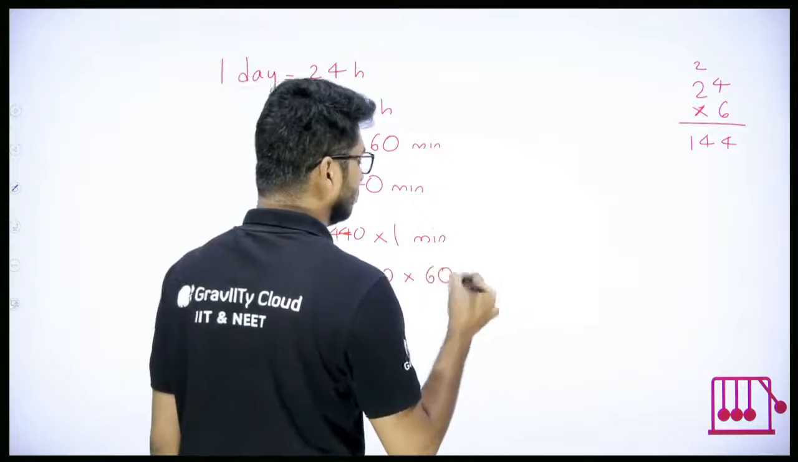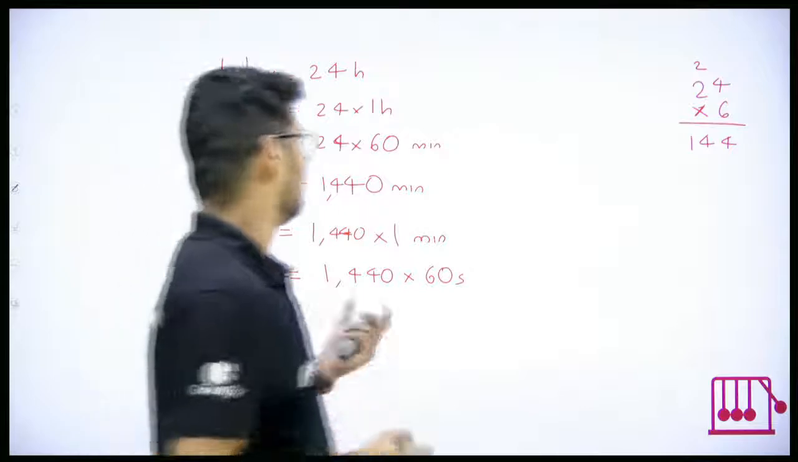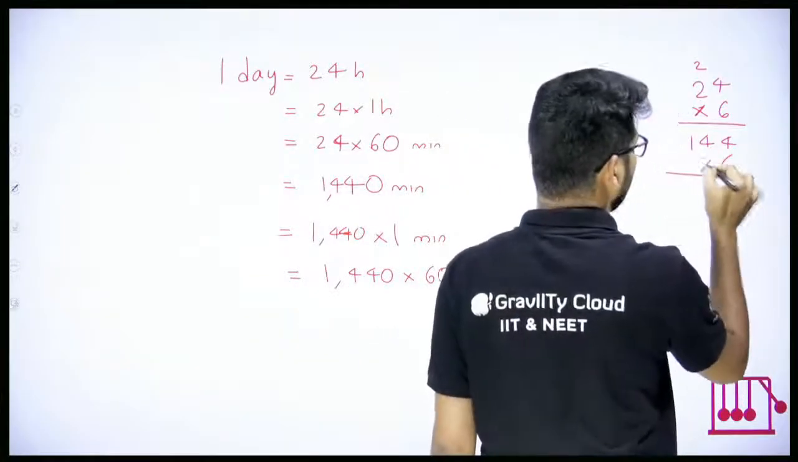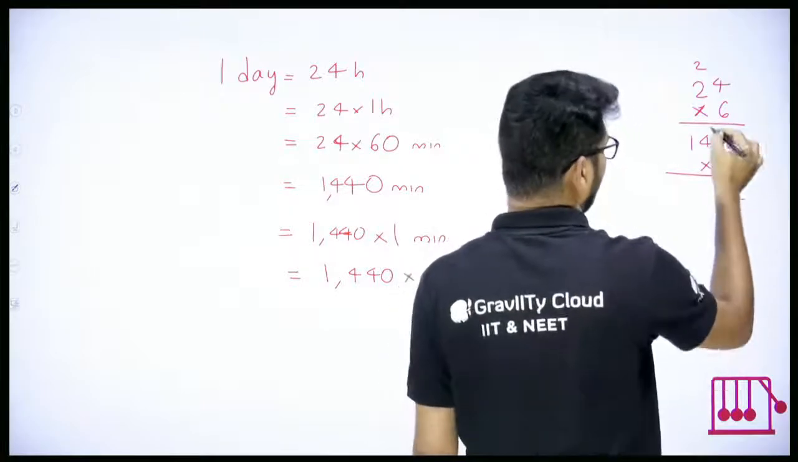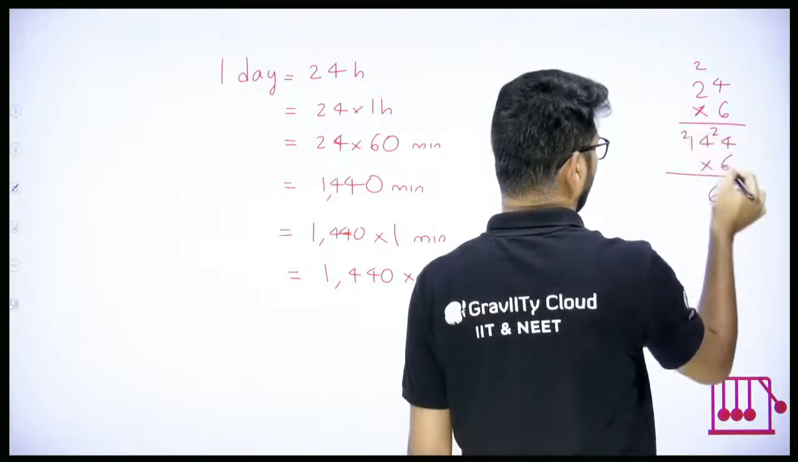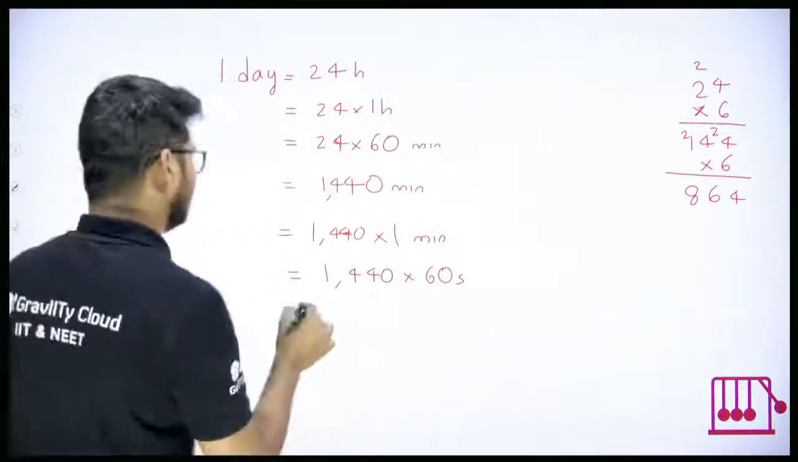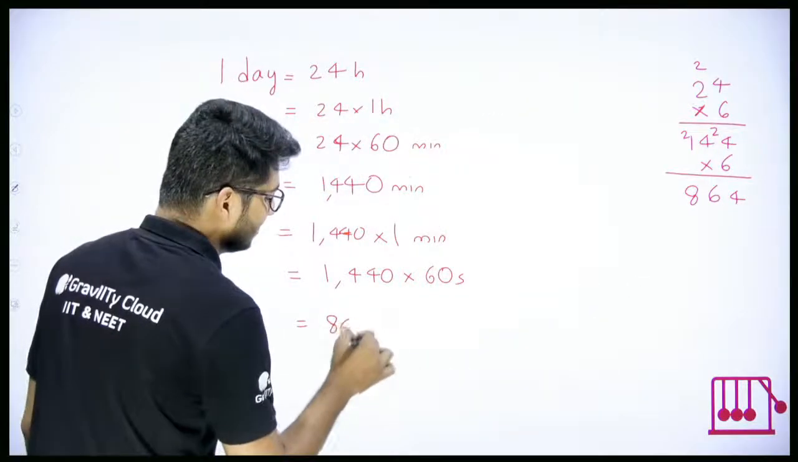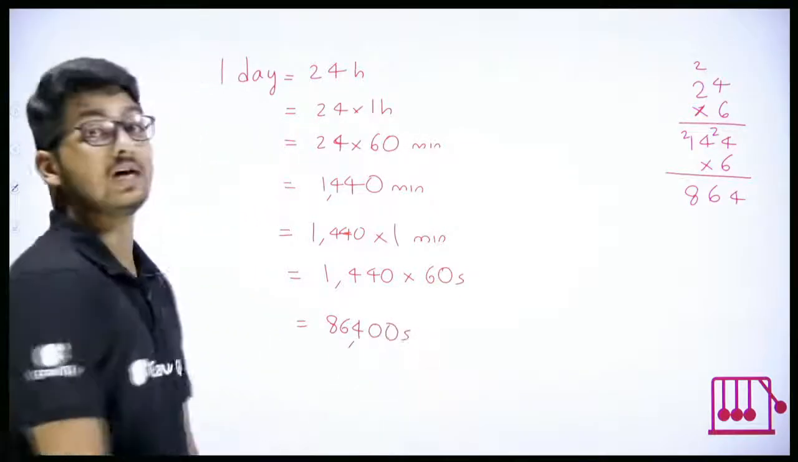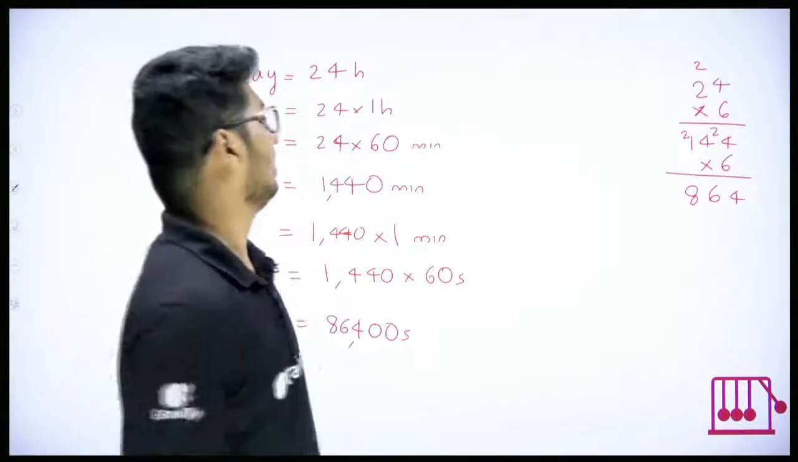1 minute is equal to 60 seconds. That means if I multiply 1440 with 60, or 144 into 6, 6, 4, 24, 2 carry. 6, 4, 24, 24 plus 2, 26. 2 carry. 6 into 1, 6. 6 plus 2, 8. That is 864. 864. And you have 2 zeros. So it is 86,400 seconds.